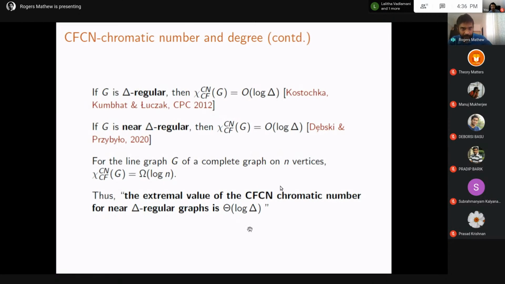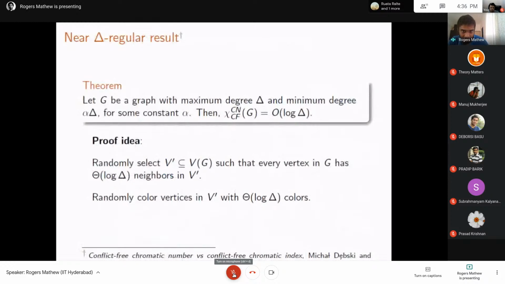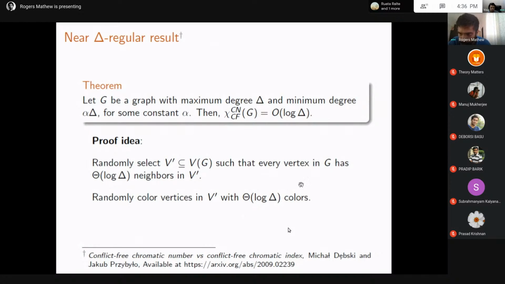I have basically 3 slides on that, and that will be the end of the talk. But I will skip the second and third slides. I'll just do this first slide, a proof idea in 2 sentences, and we'll finish.